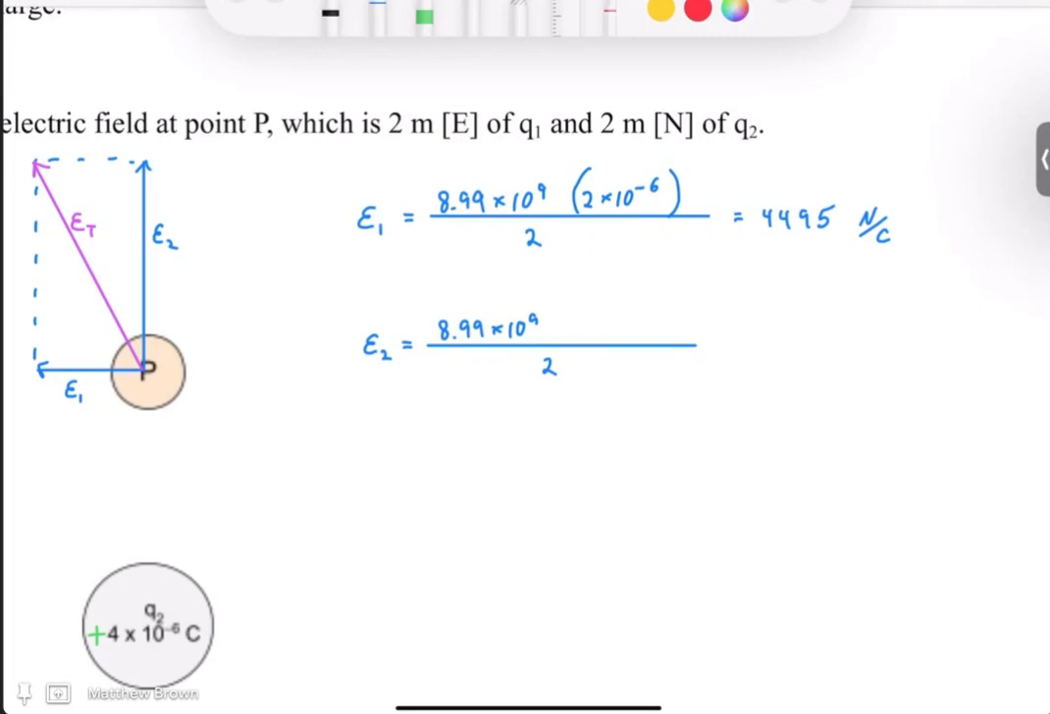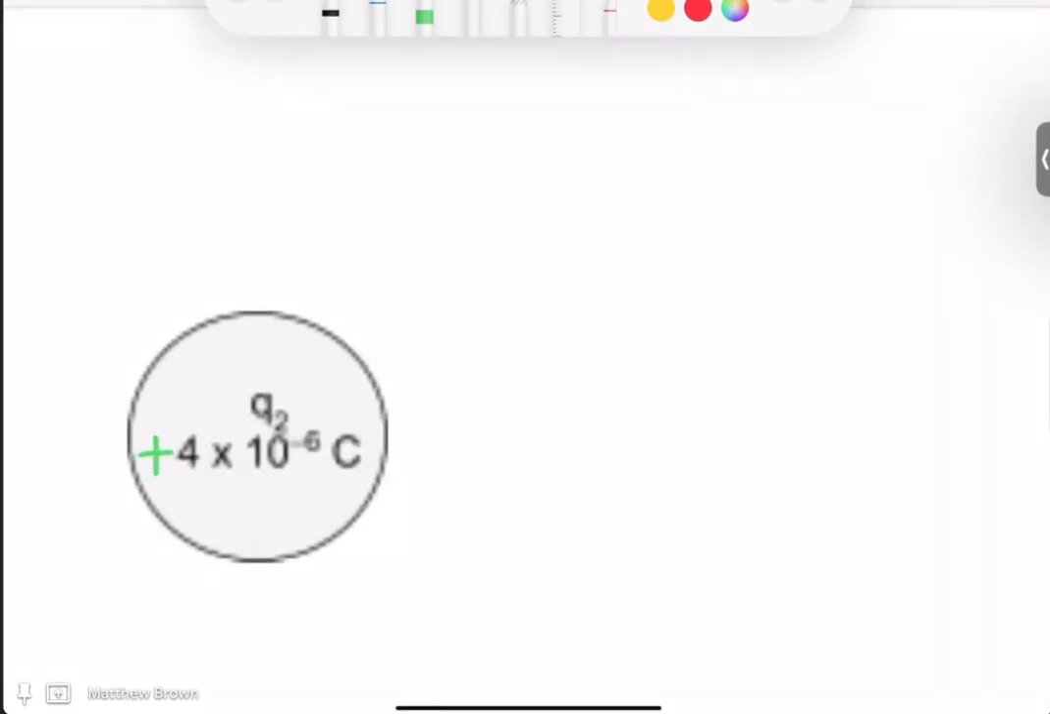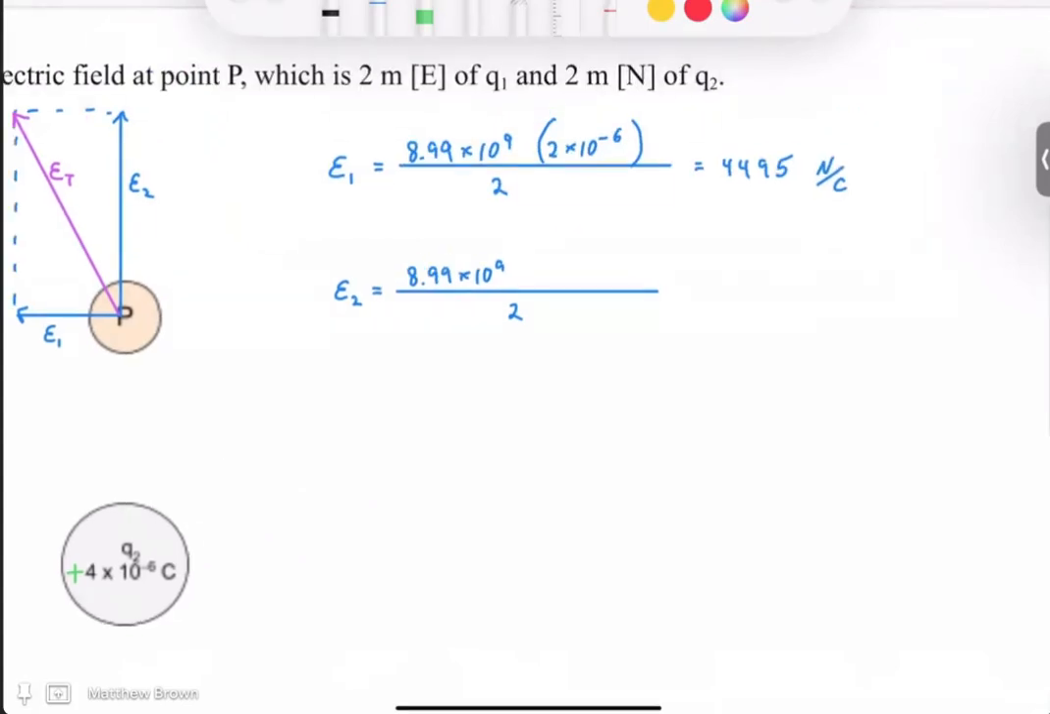In this case, it's 4 times... I think that's actually supposed to be a 6 as well. Or at least I thought it was before when I calculated it, so I'll go with that. Which gives me 8990. And with those both being 10 to the negative 6, expectedly this is just double the E1.